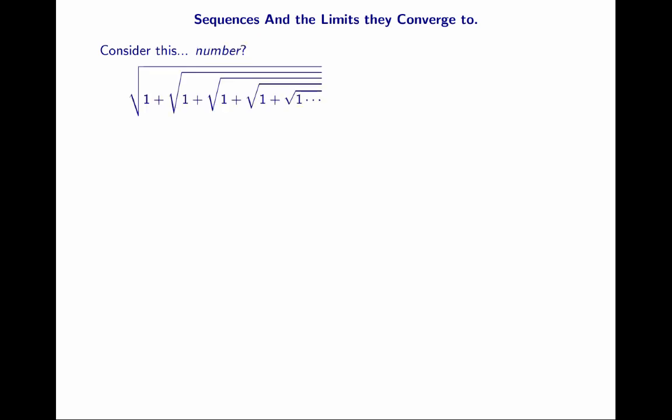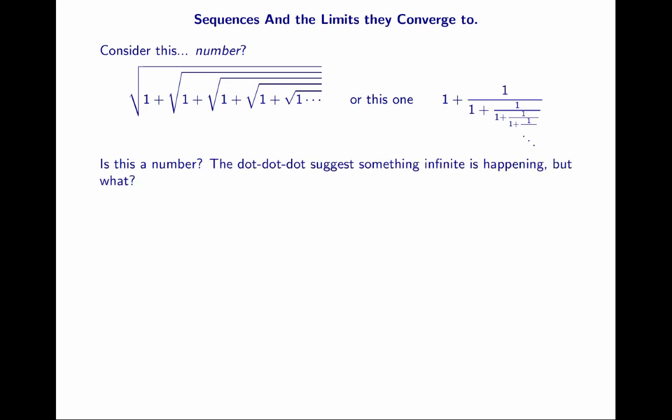So consider this number, or this one. Is either of these things a number? What would it mean that they're a number? The dot dot dot suggests that something infinite is happening. But what exactly? And what would it mean that in this infinite progress that's being suggested, this is actually equal to a number?